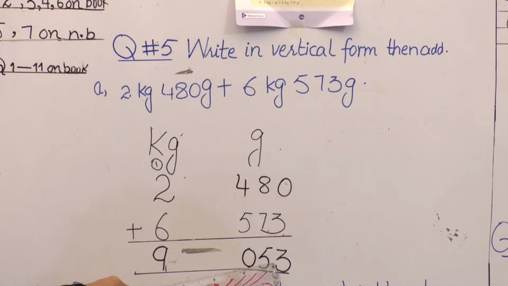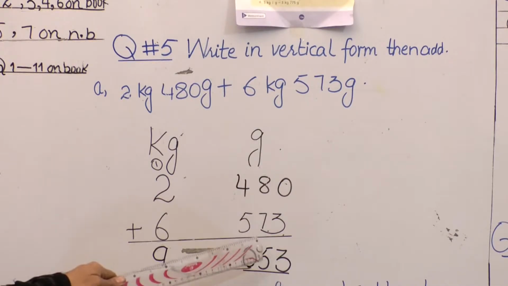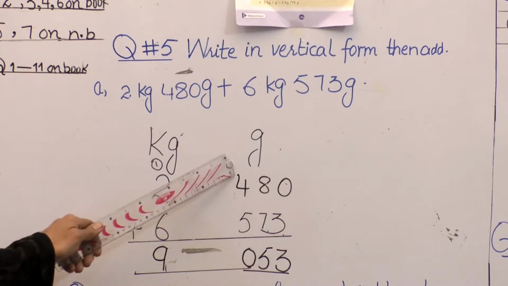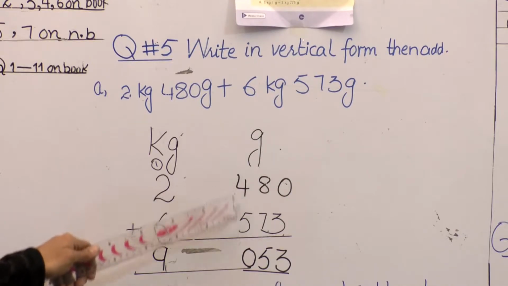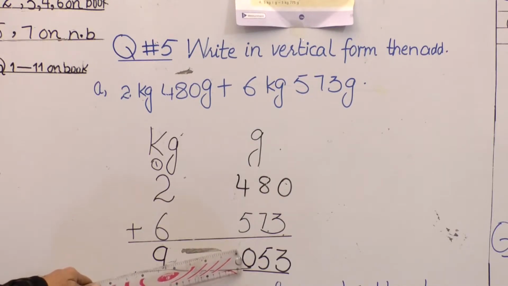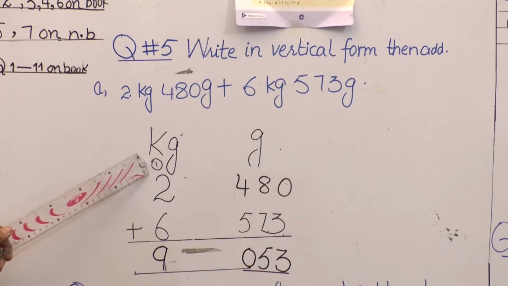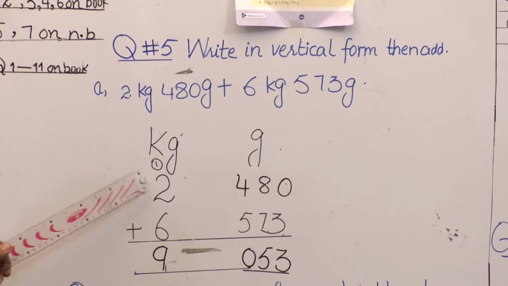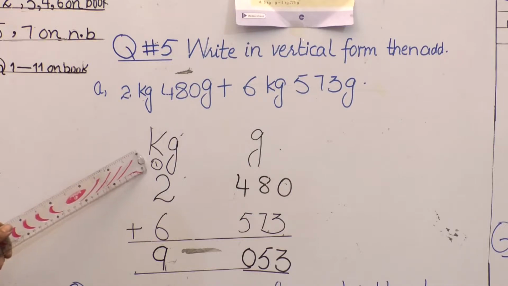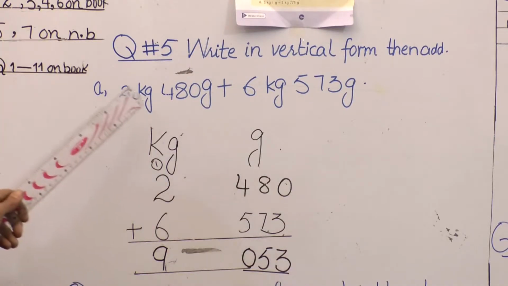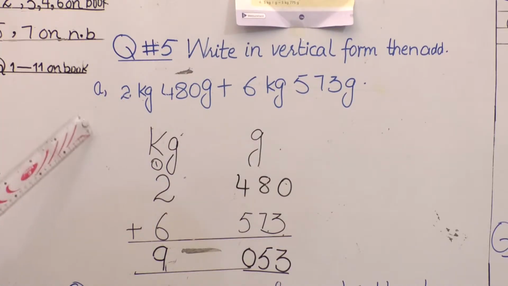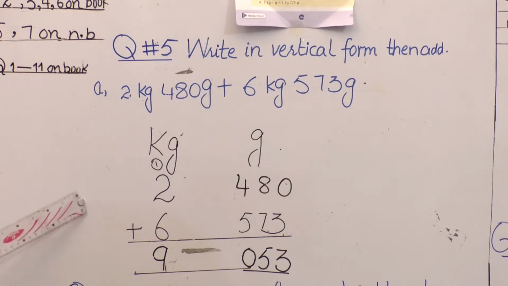0 plus 3 will become 3, 8 plus 7 will become 15, 1 will be carried here, 4 plus 5 was 9 and 9 plus 1 will become 10. So 0 will be written here and 1 will be carried to the kg side. Now 6 plus 2, 8, 8 plus 1 will become 9. So our value is 9 kg and 53 grams. In this way, we can also add the remaining questions and follow the same procedure to add these numbers.